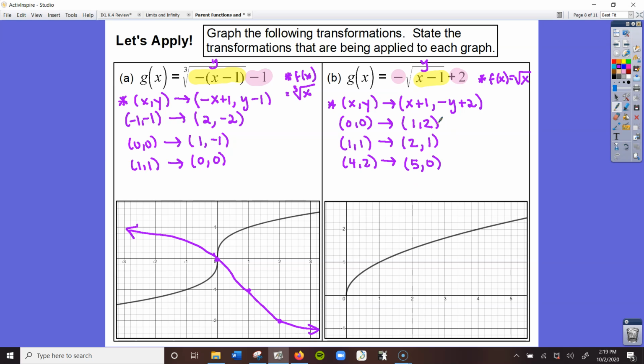So now I plot these new points. We have (1, 2), (2, 1), and (5, 0). Notice that it is curving downwards because it flipped over. And this would be my graph.